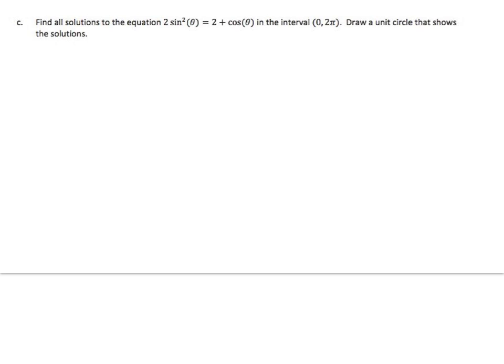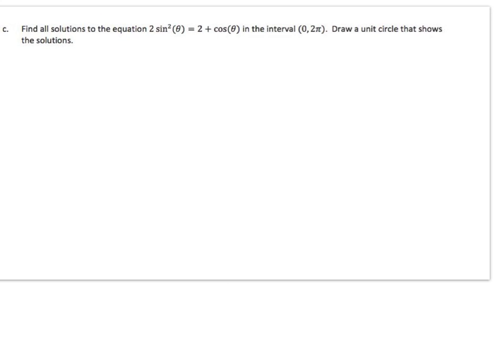Okay, part C. This is a really interesting problem. We're going to do a lot of practicing of manipulating equations to get the equations to show us what we want to show. This one says find all solutions to the equation 2 sine squared theta equals 2 plus cosine theta in a given interval. I'm just going to give you a little example here.